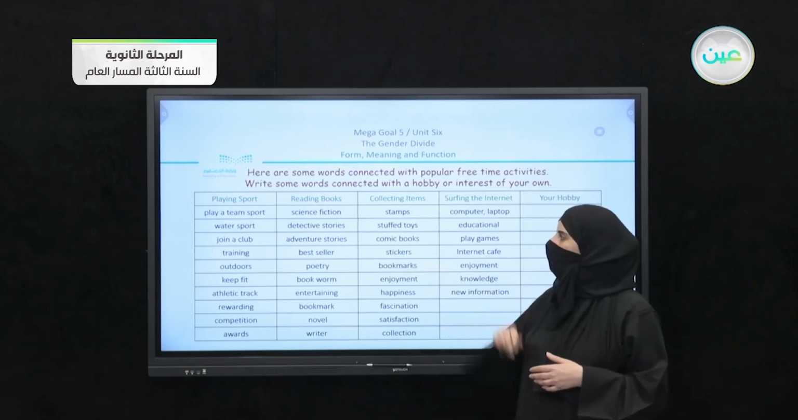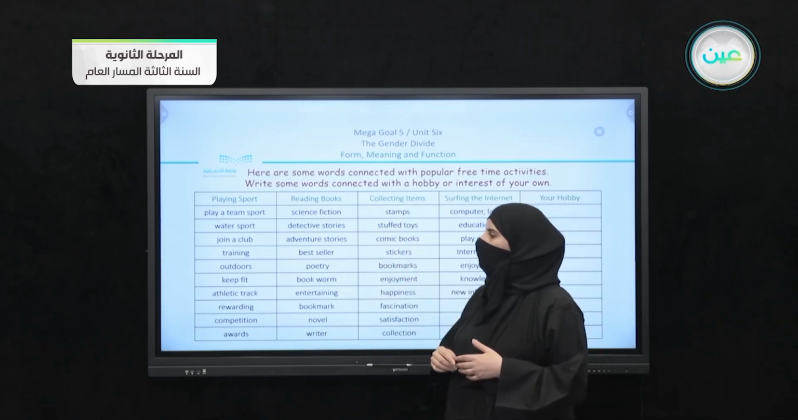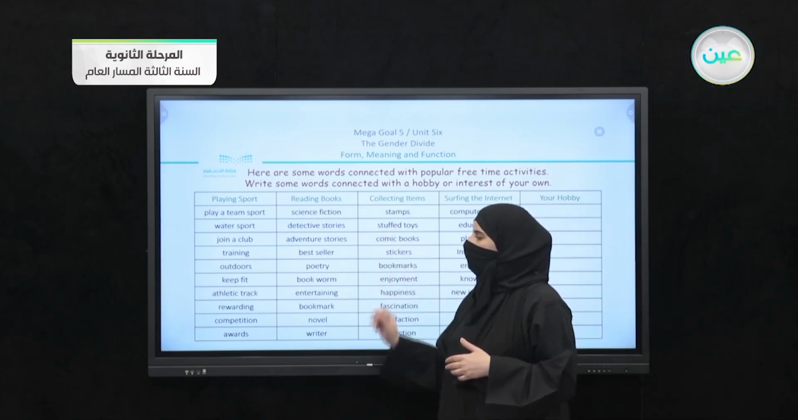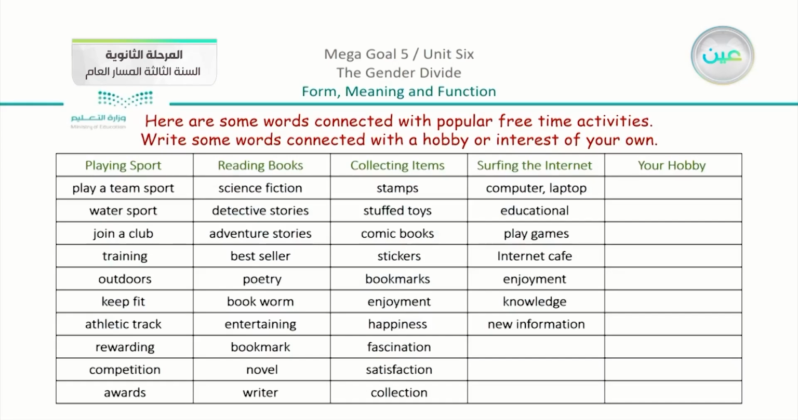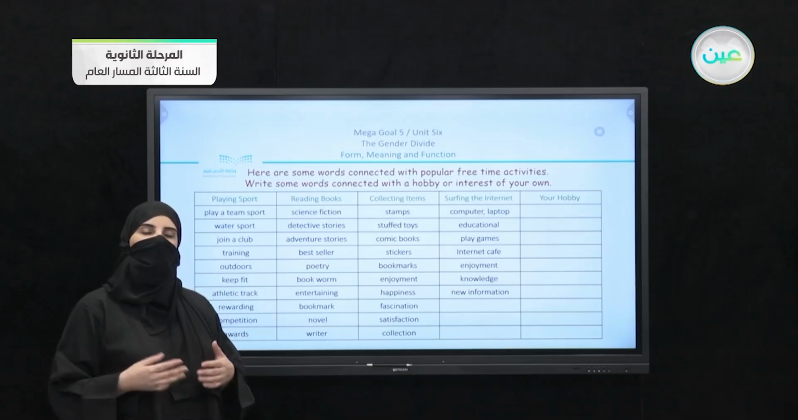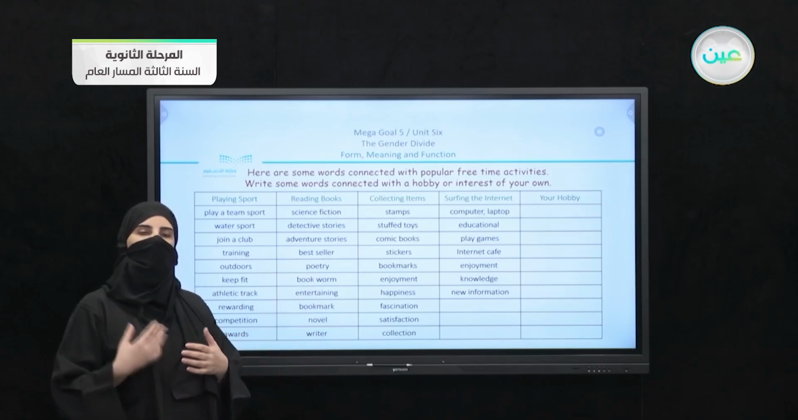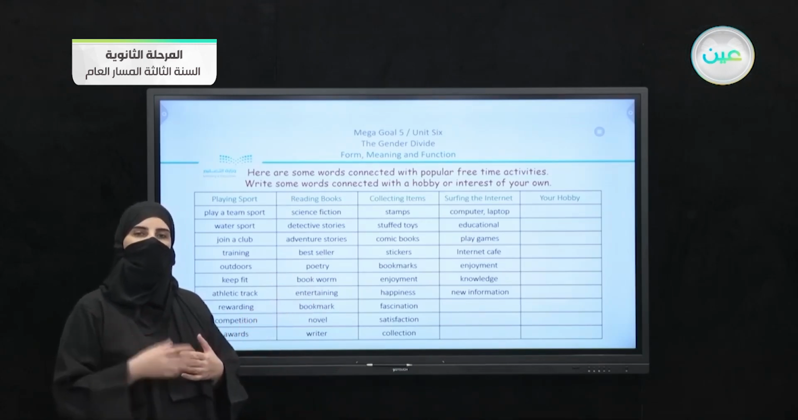We have the same idea in reading books. We can see that we have, for example, detective stories, but we do have bookworm, entertaining, bookmark, novel, and writer. For words connected to collecting stamps, you can see that we have stamps, comic books, happiness, fascination, satisfaction. You can see that there are also adjectives connected to the topic. We have surfing the internet, for example, enjoyment, play games, educational, new information, and so on. So you are free to add and to talk about or use the words to express your own activities or hobbies.